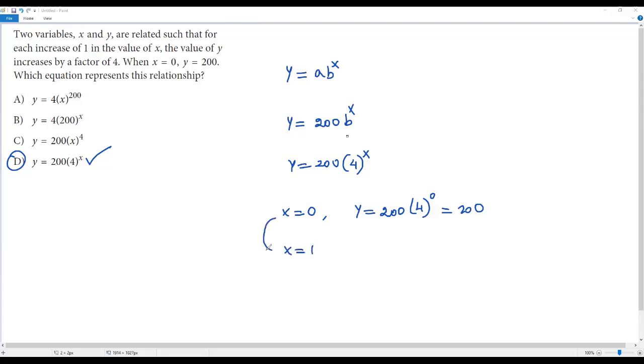Now I increase the value of x by 1 as said in the question. When I increase the value of x by 1, what will be the value of y? Let me calculate. 200 times 4 to the power of, so I have to plug in x equals 1. So 4 to the first power is just 4. That is 4 times 200. So when I increase the value of x by 1, the value of y increases by a factor of 4. So the function I got over here satisfies the condition given in the question. So the correct answer choice for this question is option D.